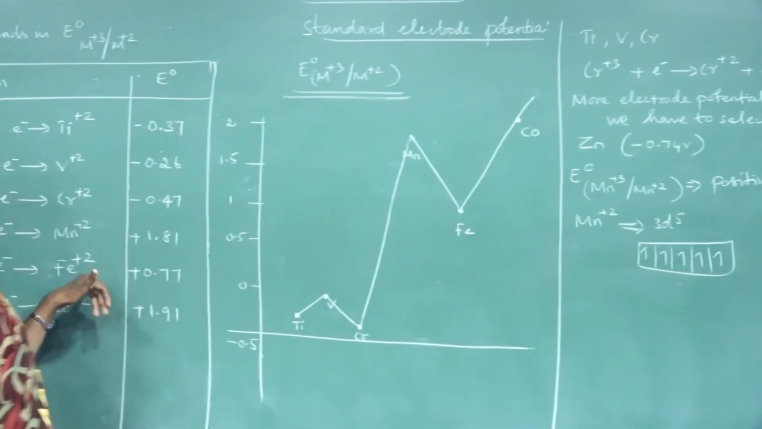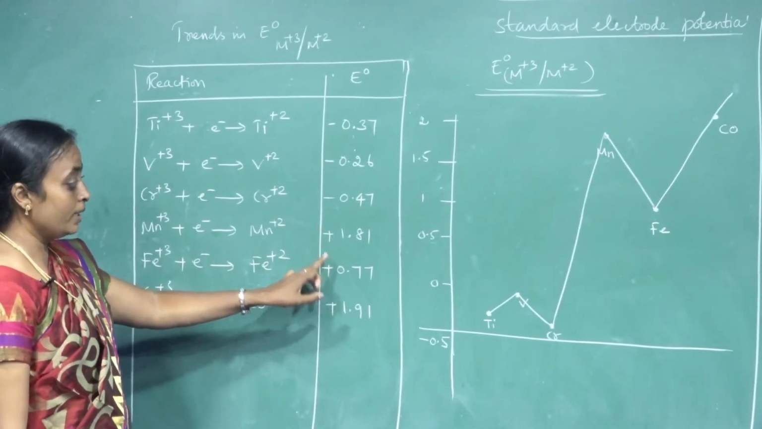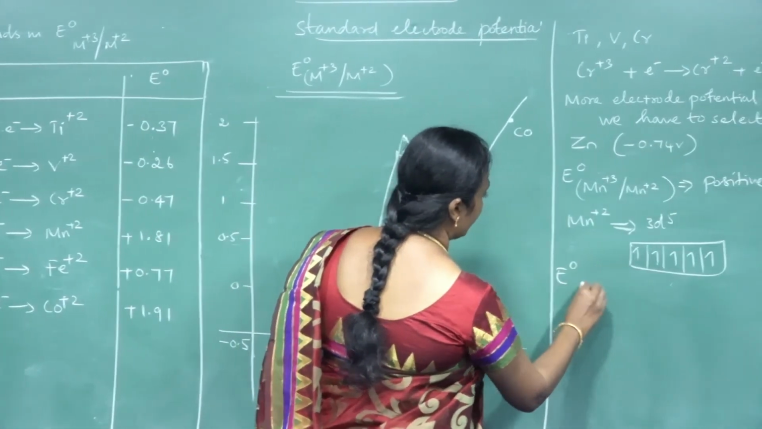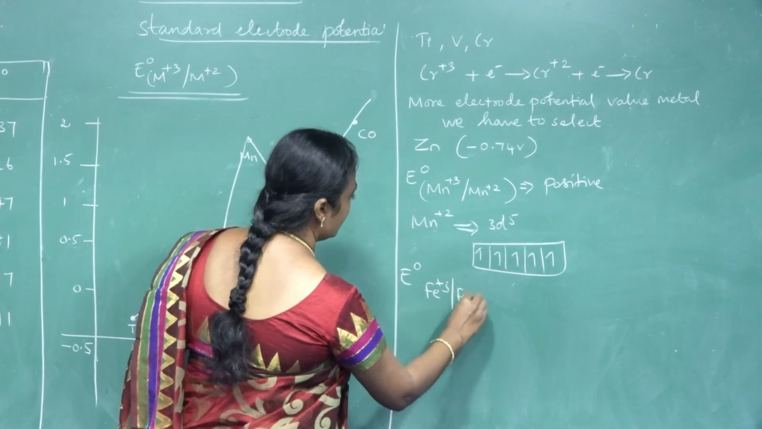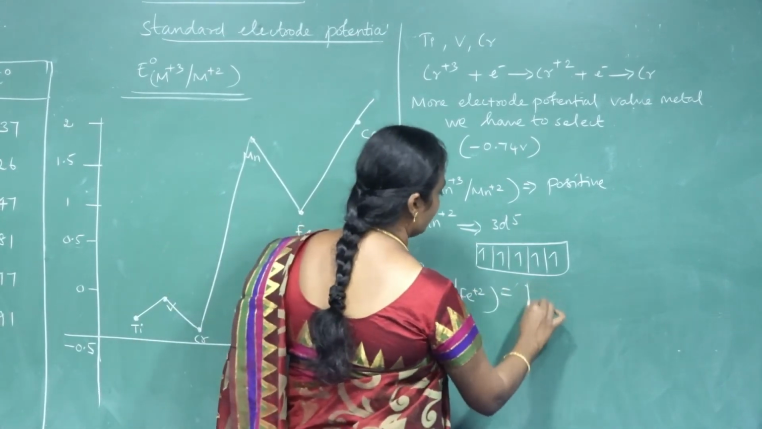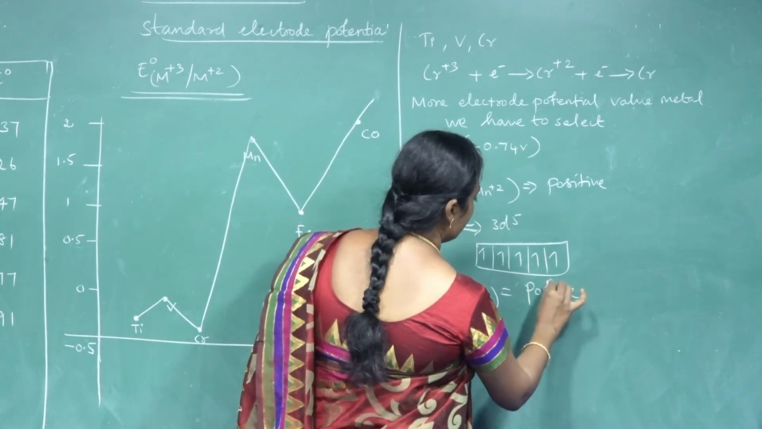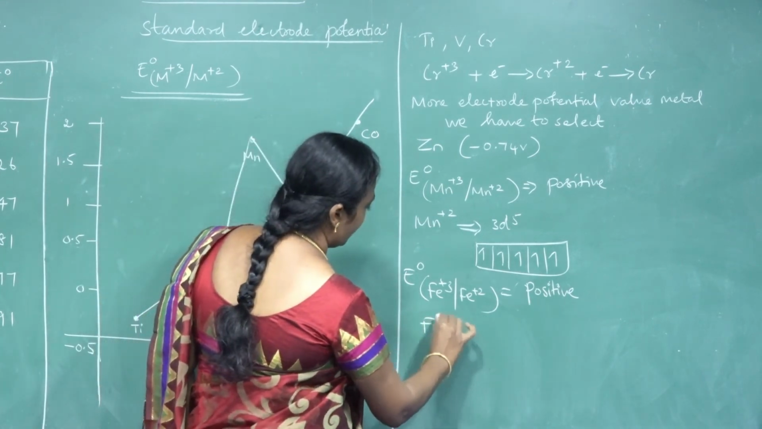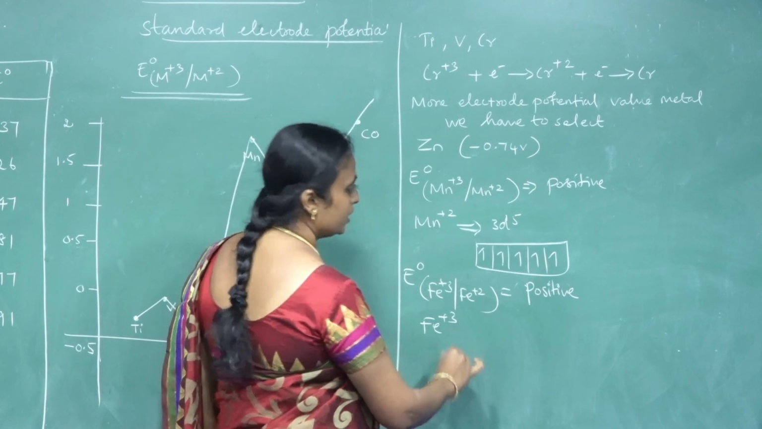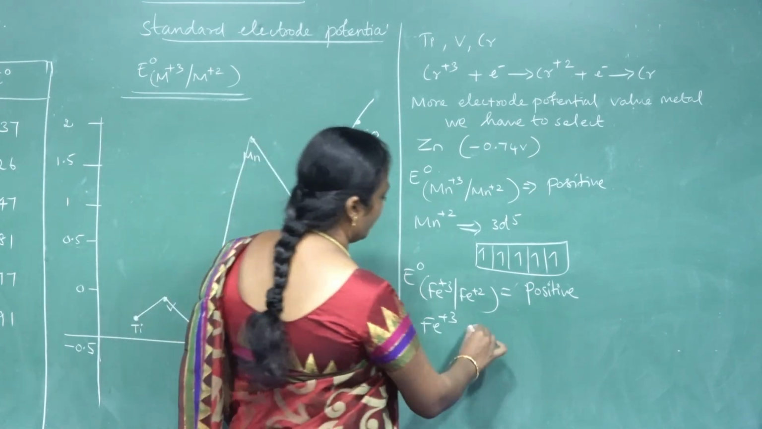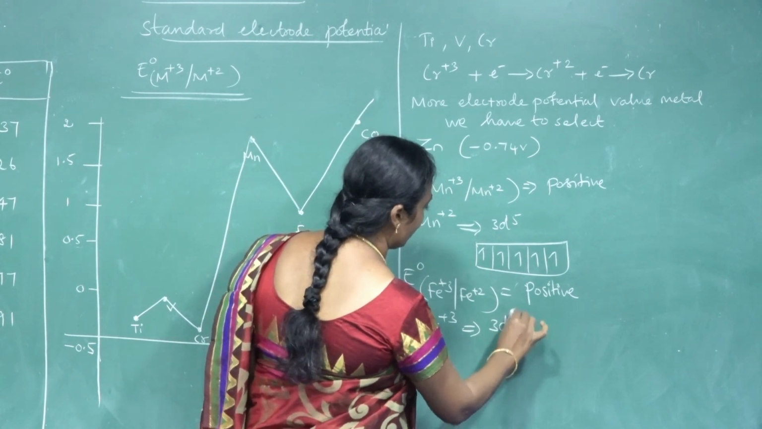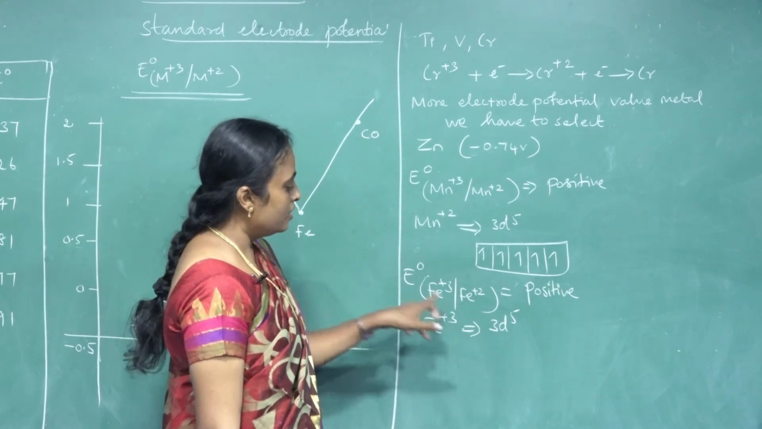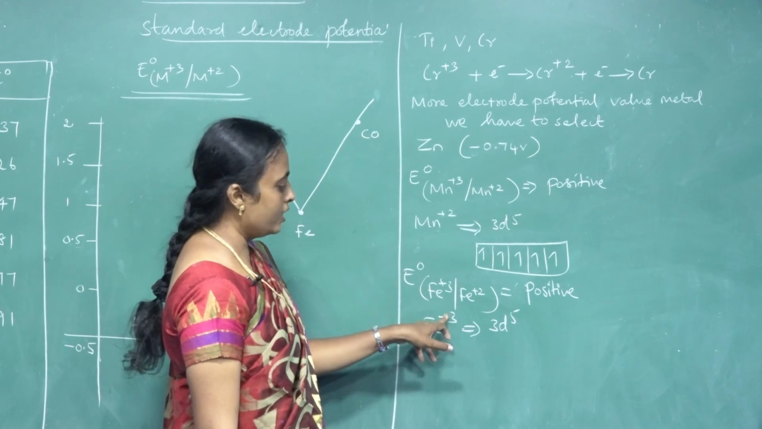And if I am taking iron, iron also gives a positive value, but somewhat less compared with manganese. The electrode potential of iron converted into iron plus 2 is also positive, but a low positive value. This is due to the electronic configuration of Fe3 plus. Usually iron is 3d6 4s2. So for iron plus 3, a 3d5 configuration is possible. Because of the half-filled electronic configuration, the standard electrode potential of iron is positive.